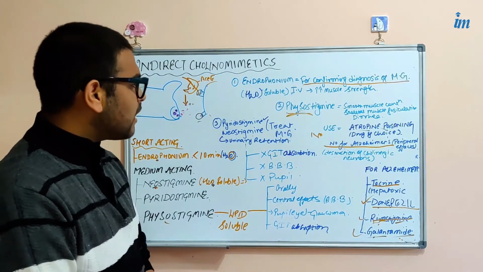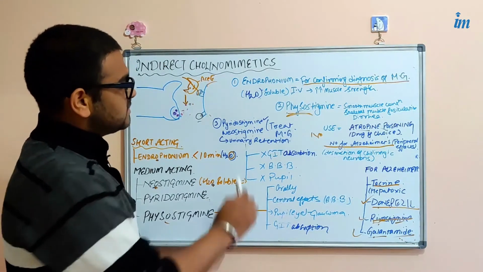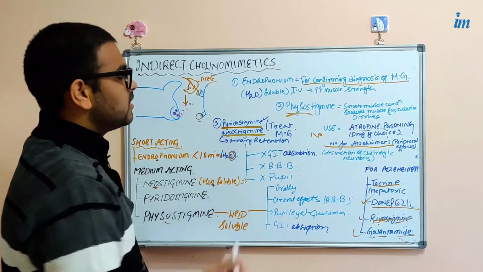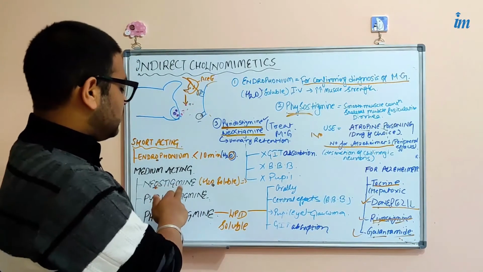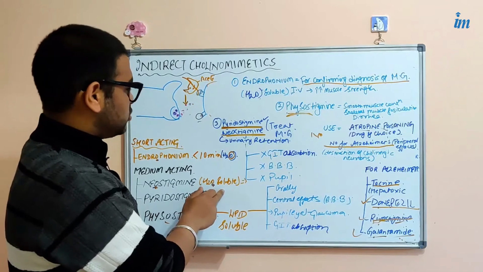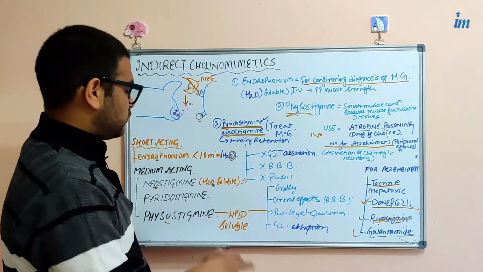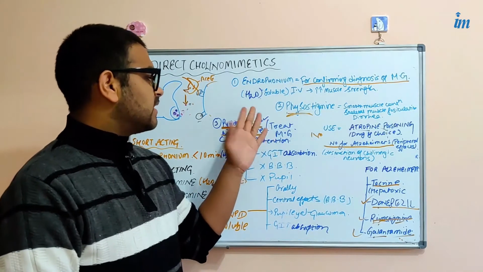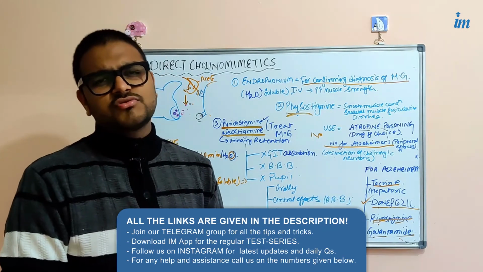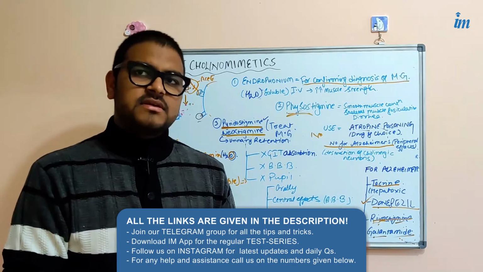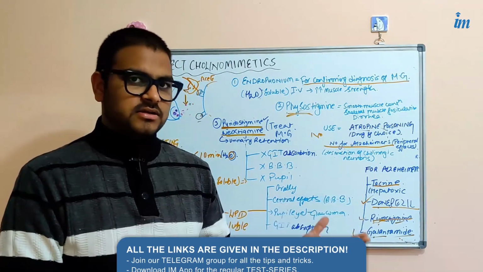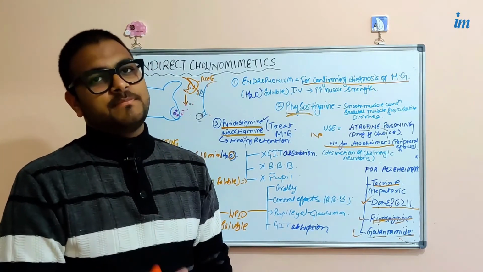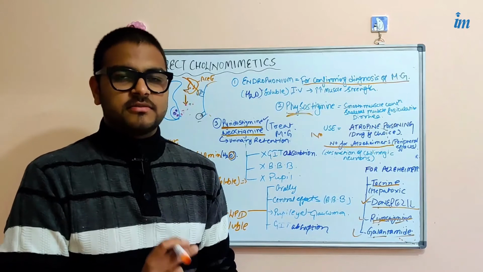Okay, now we come to the drugs pyridostigmine and neostigmine. We give neostigmine as a shot because it is water soluble, and pyridostigmine can be given orally also, and they are used for the treatment of Myasthenia Gravis. We know Myasthenia Gravis is a condition in which autoantibodies are produced against the nicotinic receptor present on the skeletal muscles.